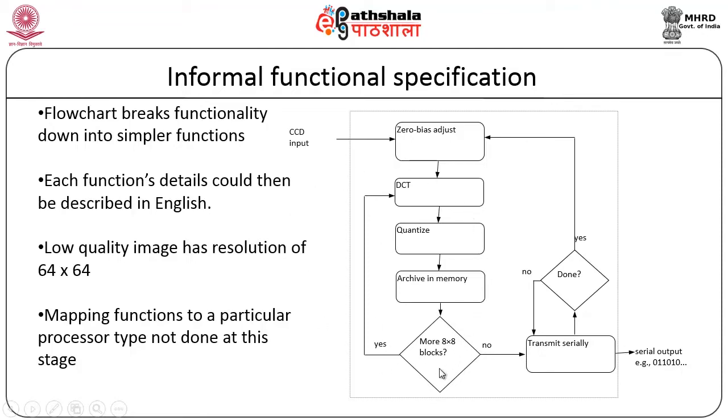If you want more 8 by 8 blocks, then it goes in a loop. If I think this is more than sufficient, then I want to store it. If I want to transmit serially to my system, then it will be sent through the UART, and it will be passed out so that the system, that means the PC, reads the things. This is the functional architecture or functional specification with respect to your digital camera.